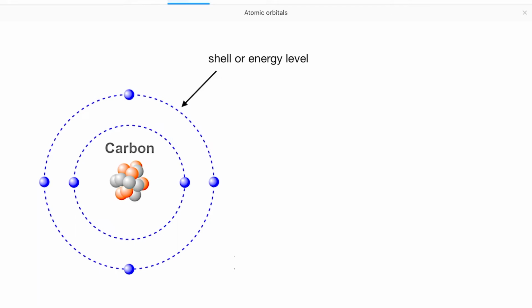The first energy level is labelled n equals 1, where n stands for the principal quantum number. Again, this is a descriptor that we are going to be using quite a lot at AS level and in a number of different topics. Unsurprisingly, the second energy level is n equals 2, and the third would be n equals 3, and so on.